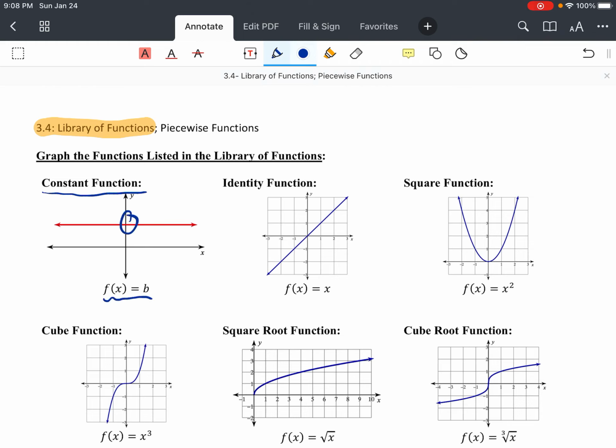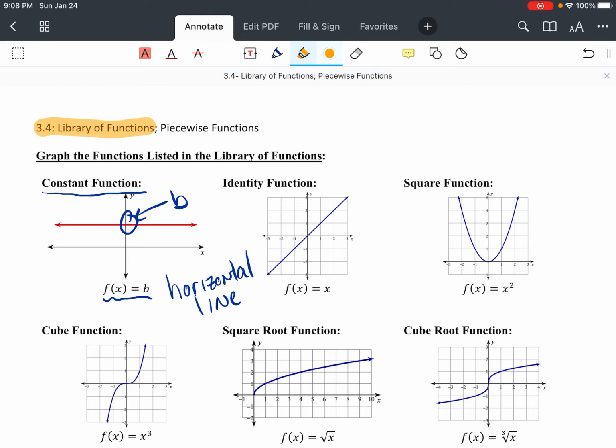The constant function is simply f of x is equal to b, where b is your y-intercept. So b is simply where it crosses through the y-axis. Another way that we've learned this is that the constant function is a horizontal line. Okay, so a constant function is simply a line.